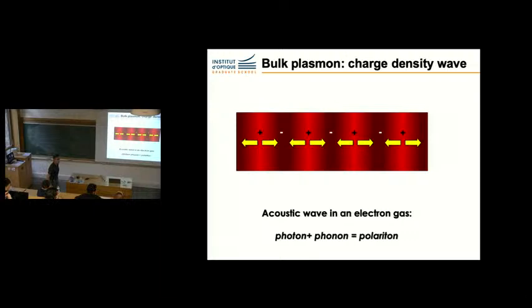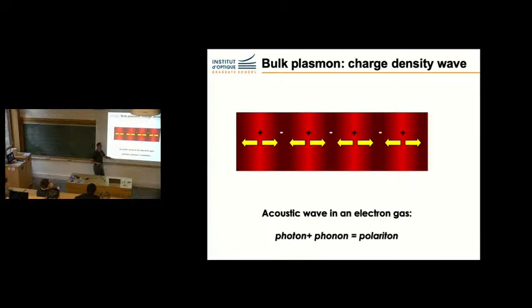It's a bulk plasma, no surface wave so far. So how do you get this kind of plasma in a surface, I can imagine? No, I'm just saying, imagine an acoustic wave in an electron gas. It's an electron gas. If it's an electron gas, all the electrons are moving. I didn't mention that. All the electrons are moving. All the jellium, all the positive background, the ions are not moving.